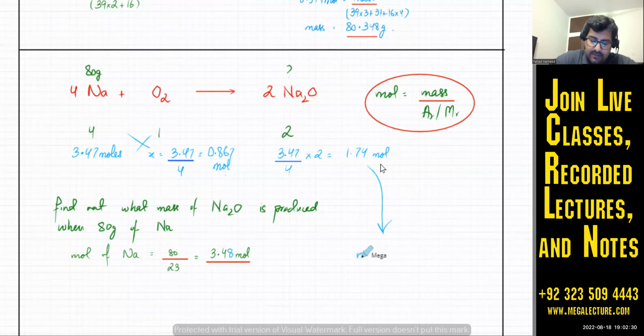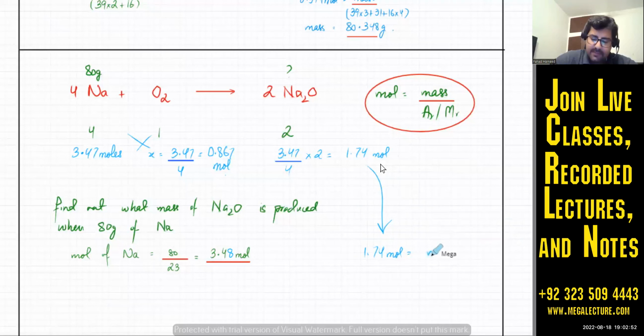You can convert the moles back into mass. How do you do that? You use the same formula. How many moles are there? That's 1.74 moles, right? So you got 1.74 moles.